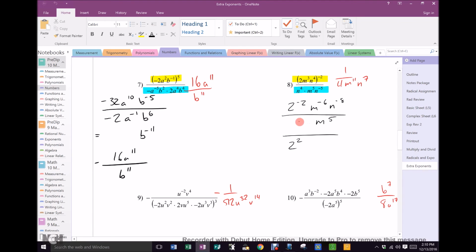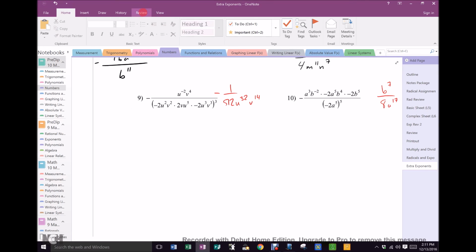Negative 8 minus minus 1 is n to the negative 7, and negative 6 minus 5 is m to the negative 11th. Well, those aren't allowed, so it's going to be 1 over 4, because 2 squared is in the denominator, n to the 7th, m to the 11th. But then we want to put it in alphabetical order, so it's m to the 11th, n to the 7th.